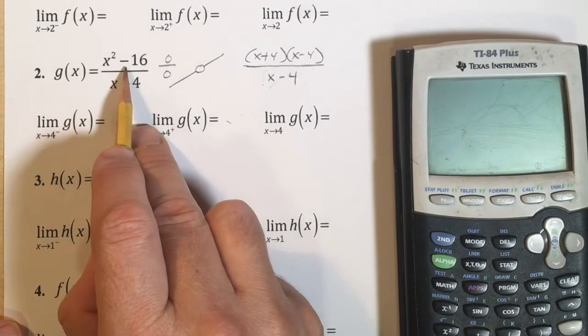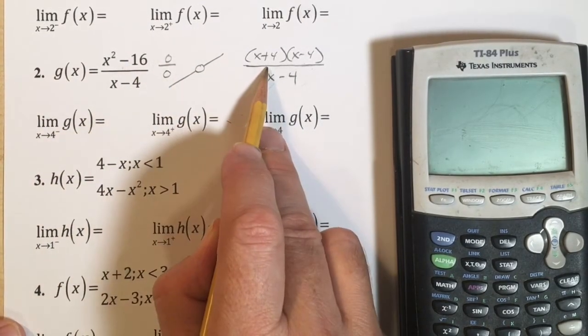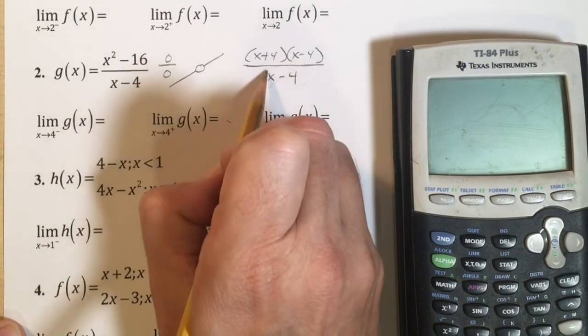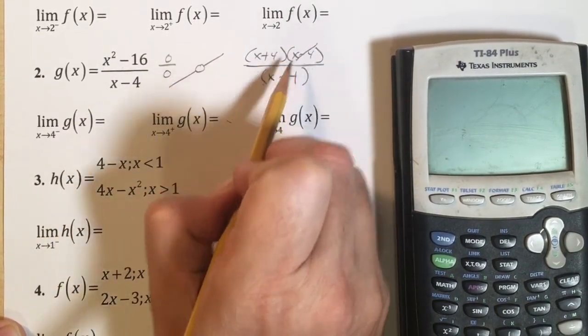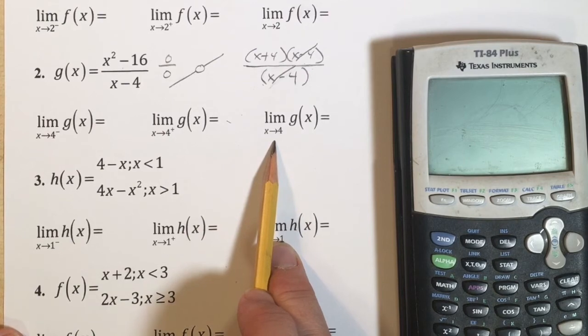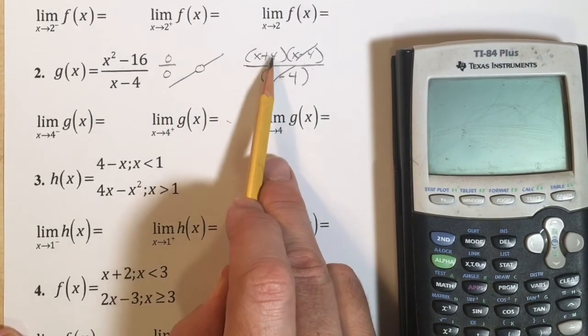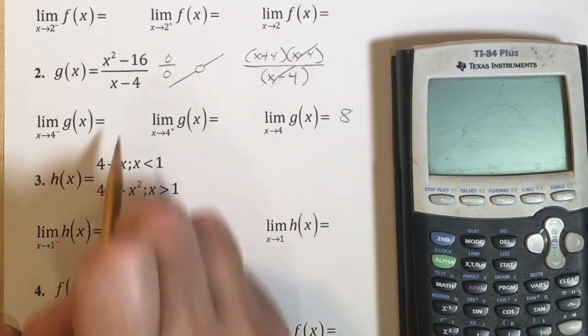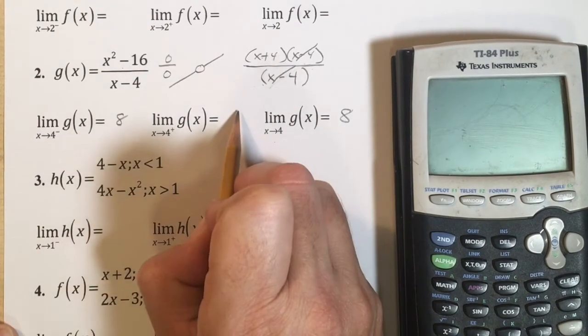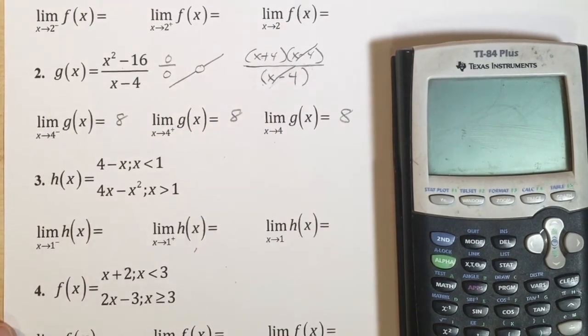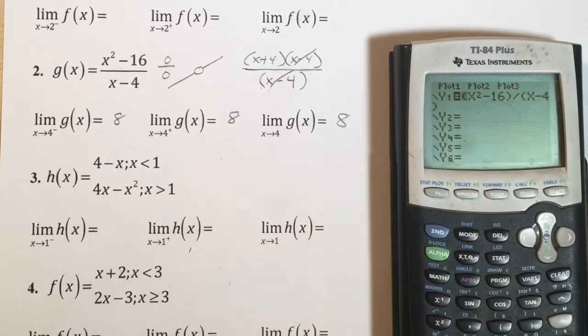I can express x squared minus 16 as x plus 4 times x minus 4, and then the x minus 4s will cancel out. The limit as x approaches 4 of g of x is 4 plus 4, or 8. That means the limit from the left side is 8, and the limit from the right side is 8 as well. Let's take a look at the graph of x squared minus 16 divided by x minus 4.